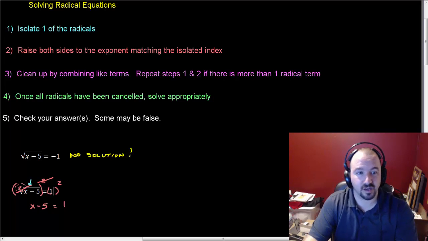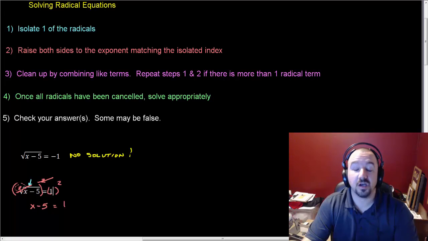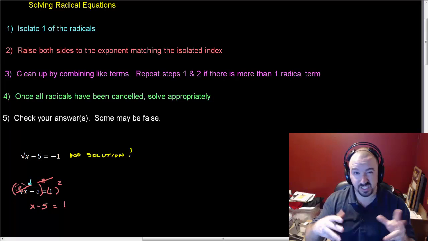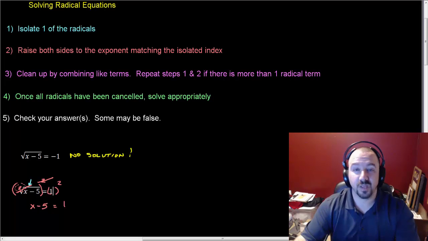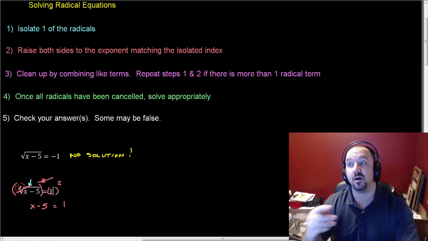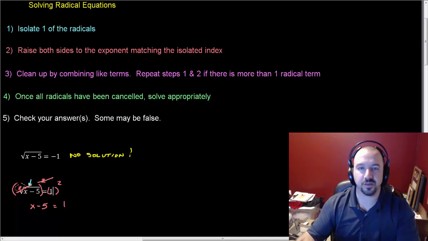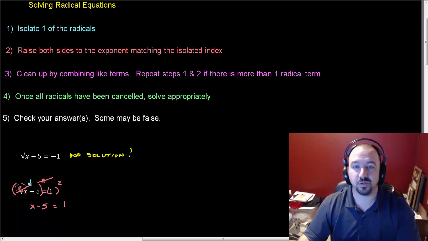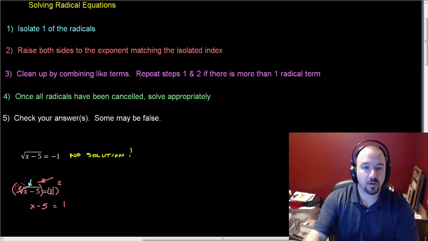In the third step here, clean up by combining like terms. All right, this is if you have a little bit more complicated one. You might have some stuff left over. And here's where you might have other roots left over that you have to deal with. Now you re-isolate them and go back and rehash steps 1 and 2 until they're complete.